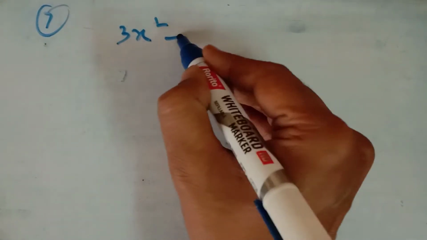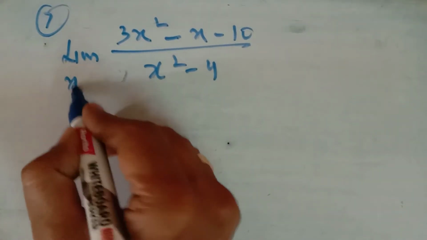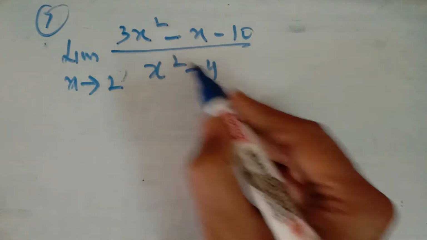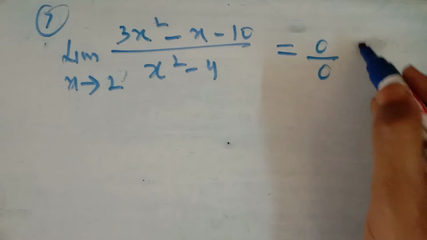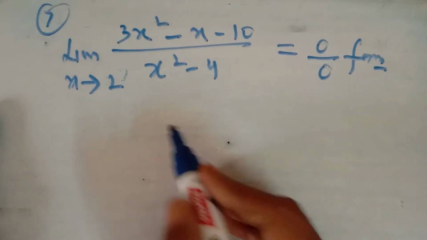Now in question number 7, it says 3x square minus x minus 10 upon x square minus 4, and the limit of the function is x goes to 2. Now when you're putting x is equal to 2 here, it is equal to 0 upon 0 form. So it means you have to simplify it and you have to remove the 0 upon 0 form.